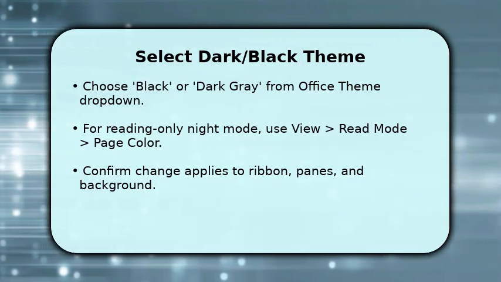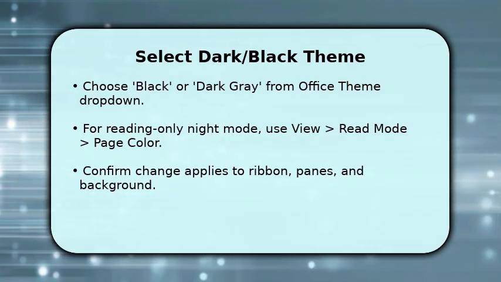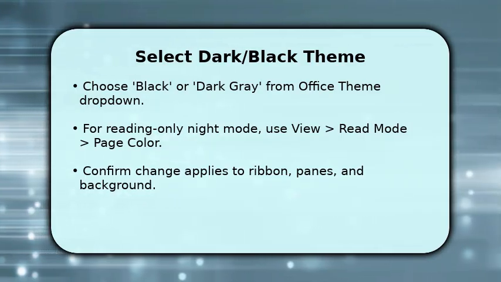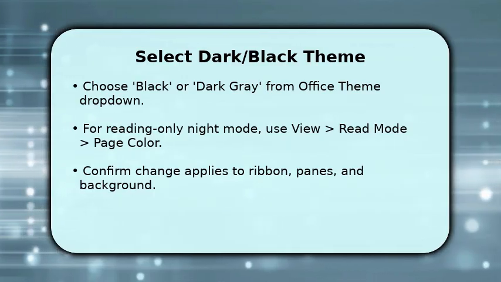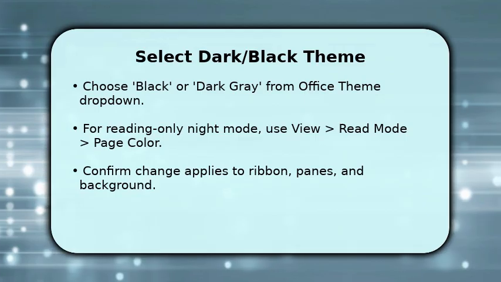If you only want documents to appear darker but keep the UI light, switch to View and open Read mode, then use Page Color to select a dark shade. This affects the page background only. Make sure to apply and watch the screen.